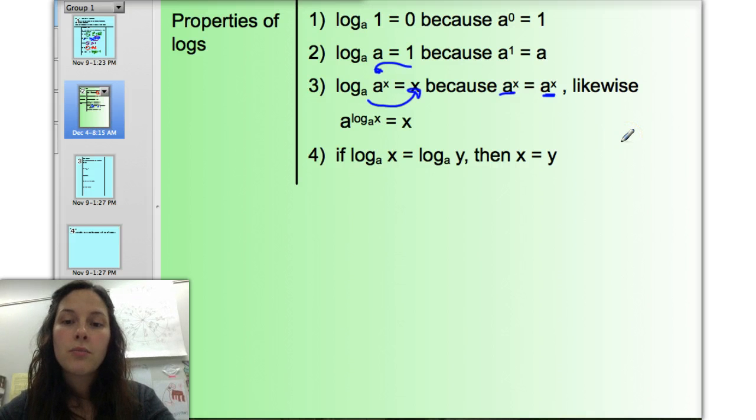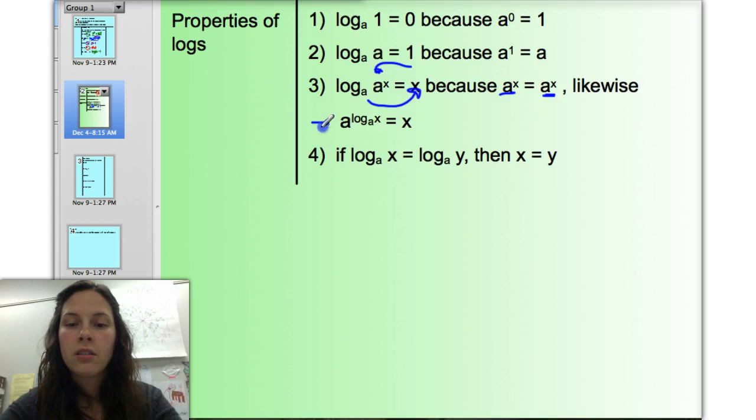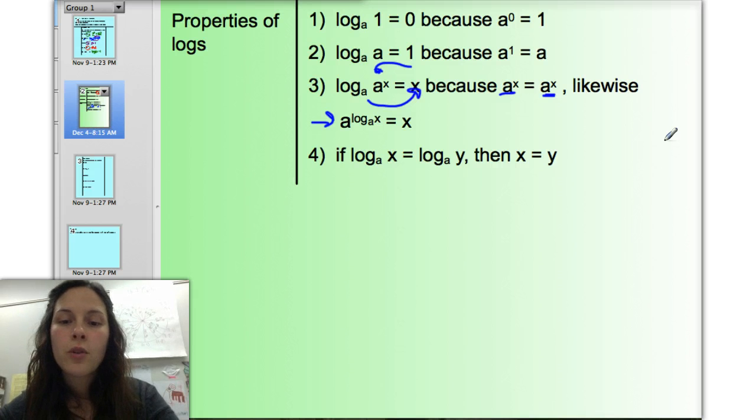Now another property, this one's actually kind of a property of exponents, but what it really is the property of inverses, that logs and exponentials undo each other. So we've got this complicated looking expression right here that says an exponent base A raised to the power of log base A of x will equal x, because exponentials and logs undo each other. And our fourth property is if log base A of x equals log base A of y, then x equals y. And that's just a property of equality.